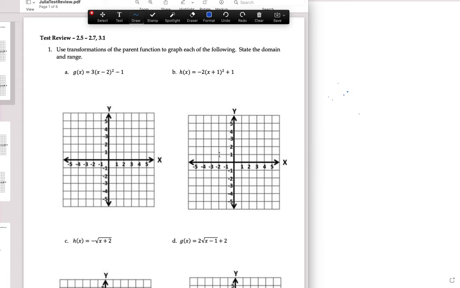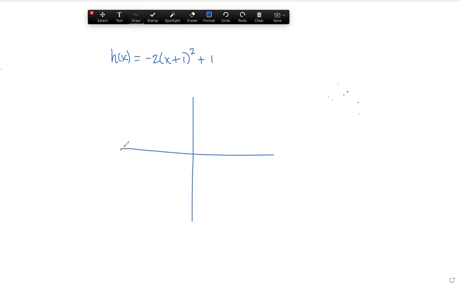It says use transformations of the parent function to graph each of the following. State the domain and range. So talk to me. How do we do this? How is it transformed? I guess with the acronym you would start with horizontal. Which way horizontal? Left one. Yep.